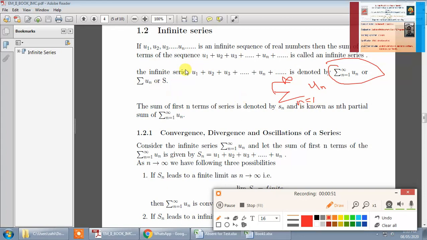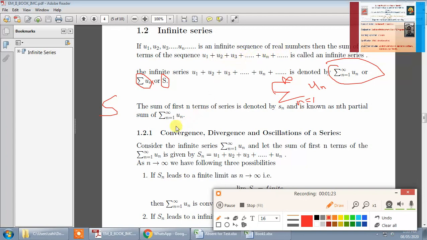In that case you may have the added term u0 plus u1 plus u2 and so on up to un and so on up to u infinity. That also is correct. Sometimes it is simply denoted by summation un. Even it can be denoted by s. So s means it is summation of infinite terms of a sequence, that is series. So what is an infinite series? It is just the sum of infinite terms of a sequence of real numbers.